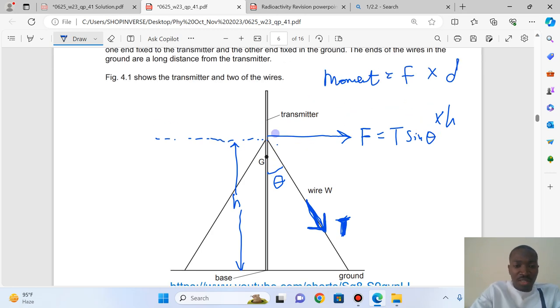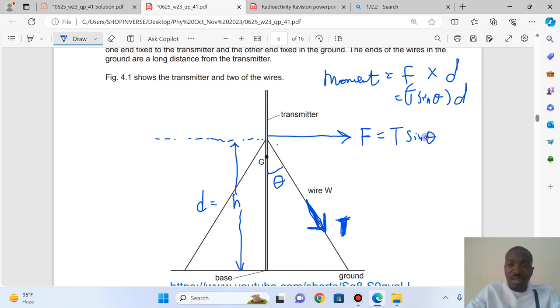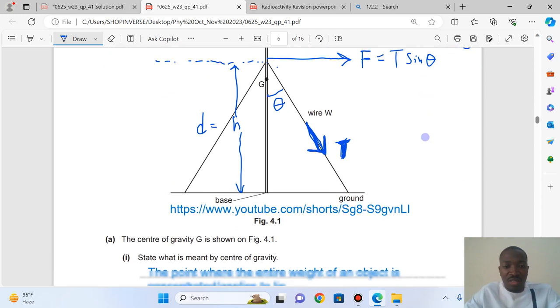And the distance is equal to the height of this point from the horizontal level. So since moment is force times distance, and we know that the force is T sine theta, the moment is T sine theta multiplied by D, and that's how you get the moment. Or you say D T sine theta. That's it.